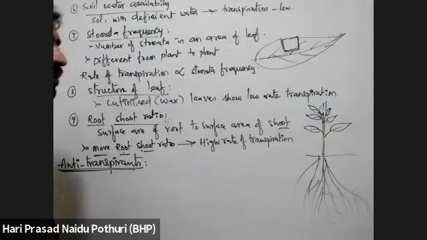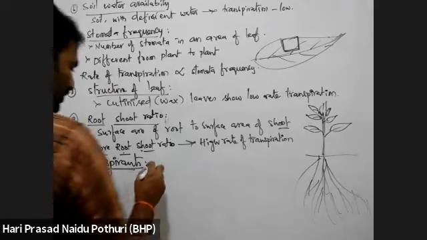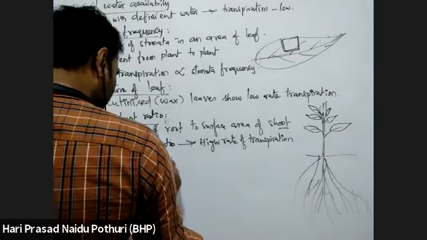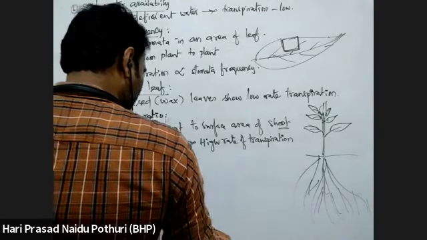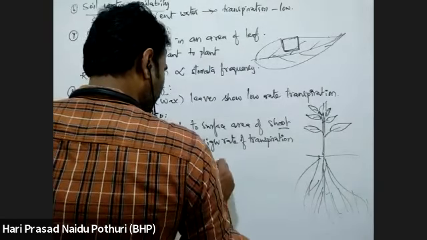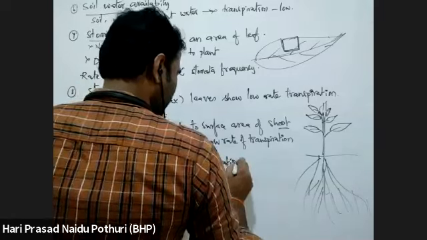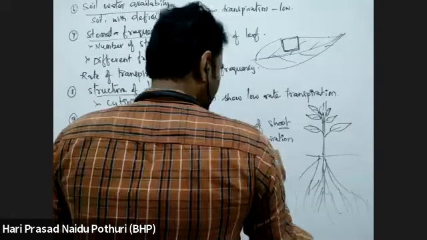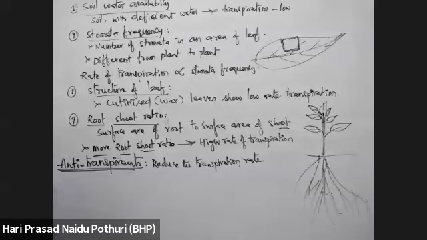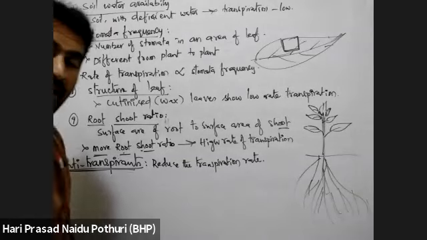Anti-transpirants. What do anti-transpirants mean? These substances are inhibitors which reduce the rate of transpiration. So the rate of transpiration is reduced by some substances which are called anti-transpirants.